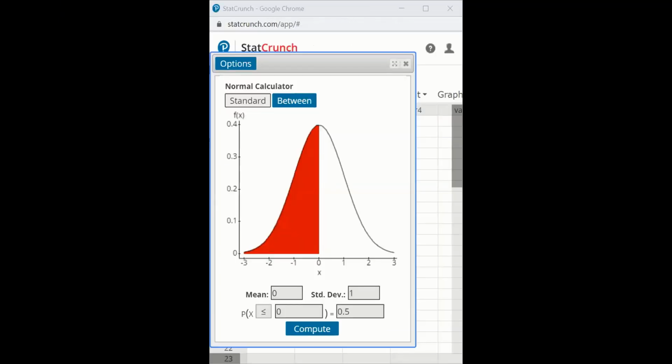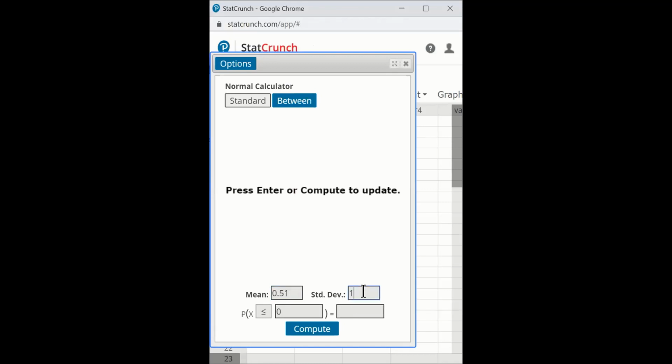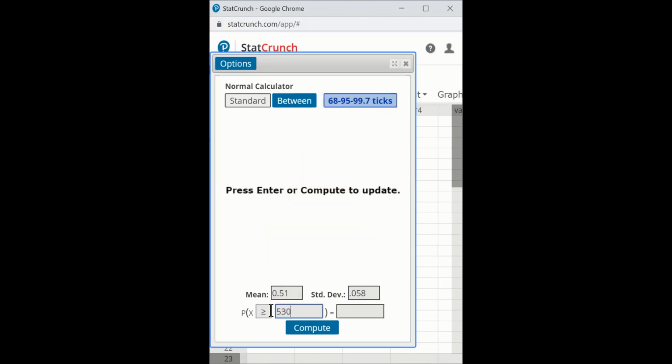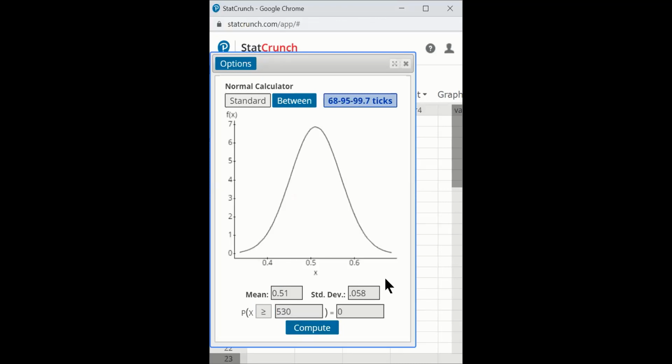Okay, so here's our StatCrunch. We have a mean of 0.51 and a standard deviation of 0.058. And they ask the probability of 530 or more. Now, if I just put 530 in here, it's going to look crazy because 530 is not even on the chart here on that bottom line of our graph, because we need to be looking at proportions or percents.